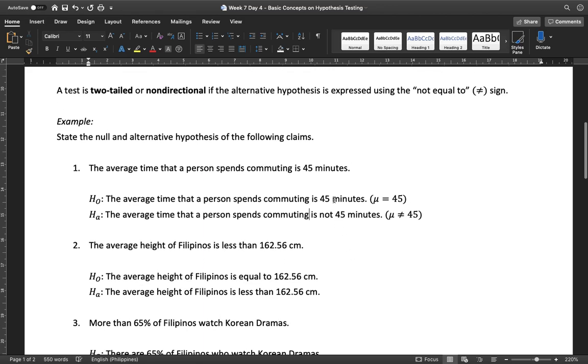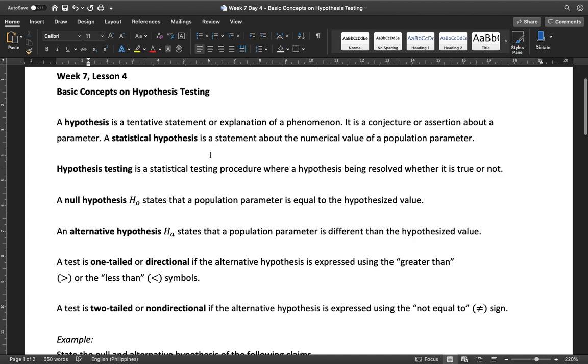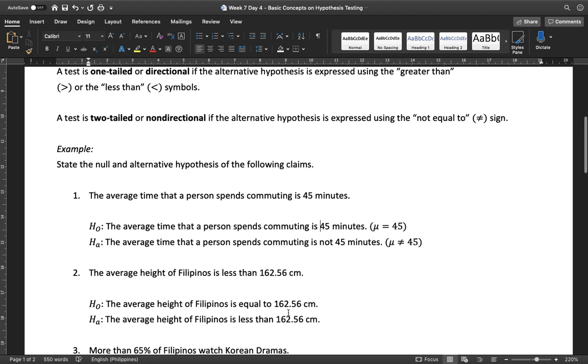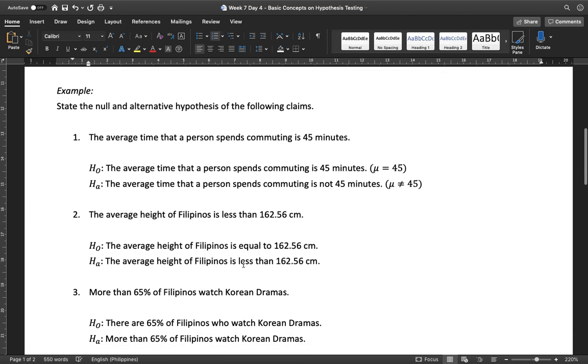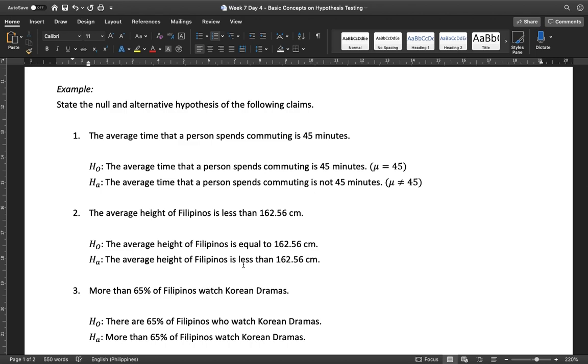Kasi bakit nga ba ito yung kinonsider natin na null? Kasi based dun sa definition ng null hypothesis, yung population parameter equal kay hypothesized value. So yung parameter natin na population mean equal dun sa 45 minutes. Okay? Next, the average height of Filipinos is less than 162.56 centimeters.